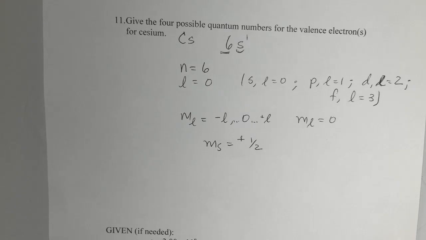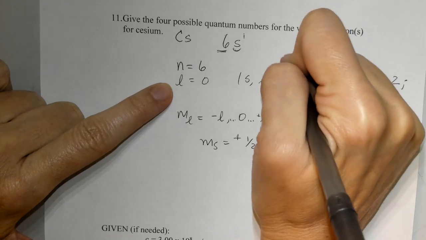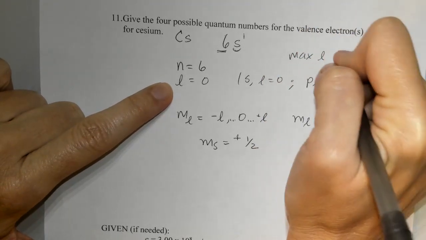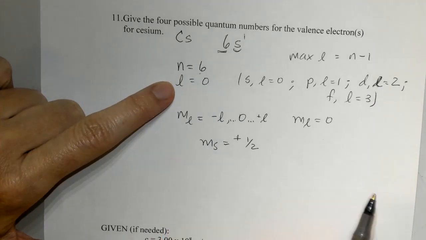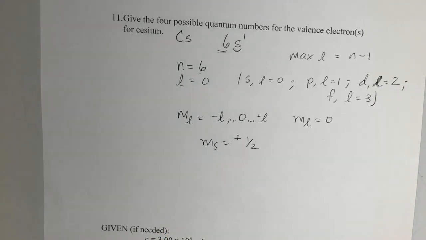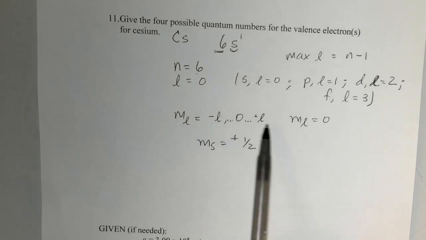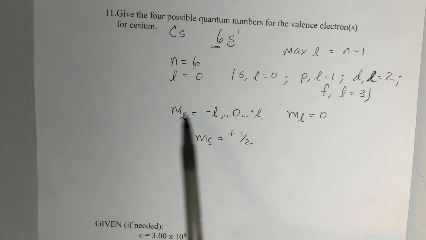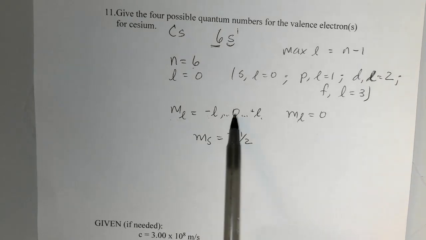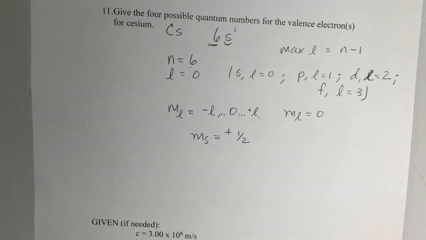So for quantum numbers, when you find your n value, your max value for L is n minus 1. Technically if n is 6, we could even go up to an L of 5. But remember, those are all theoretical values. On the periodic table, we don't have anything past an L value of 3. M sub L is anything from negative L to positive L. So if I had a D subshell, my M sub L would be negative 2, negative 1, 0, 1, and 2. In this case, though, because L was 0, M sub L can only be 0.